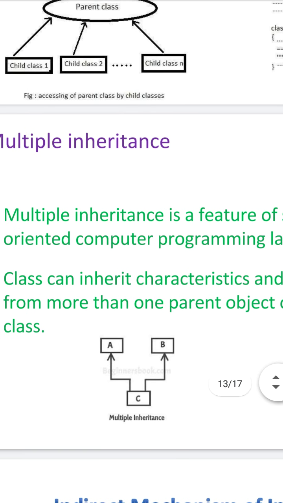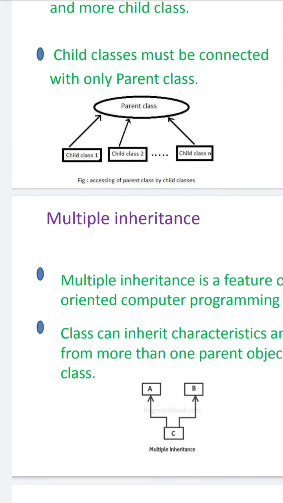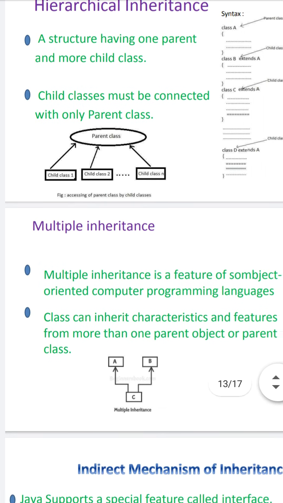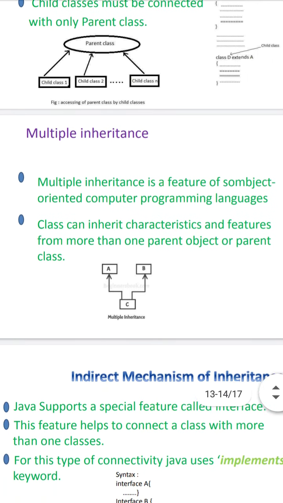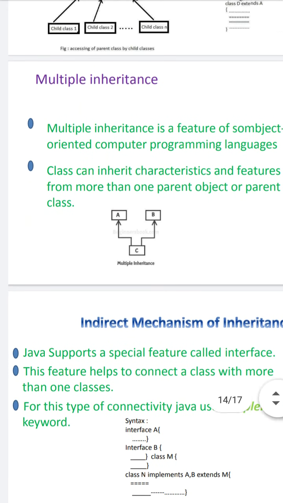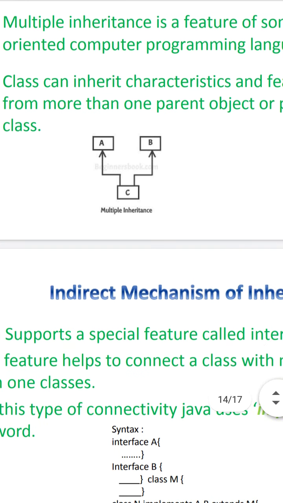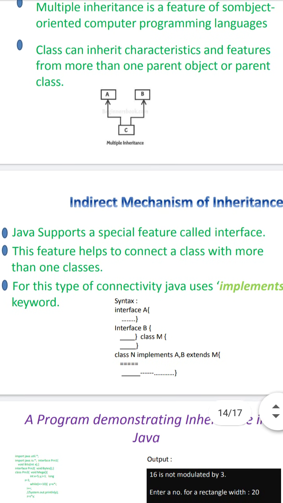Okay, one thing about multiple inheritance is that this feature is not supported by Java, but it is supported by other programming languages like C++. So this is not supported in Java, but this mechanism is also fulfilled by Java in another way. Which way is that? There is a special feature which Java supports, which is the interface. That means through an interface we can achieve the multiple inheritance feature.